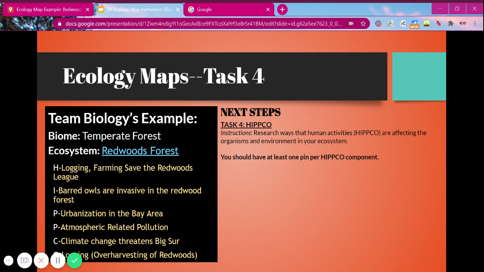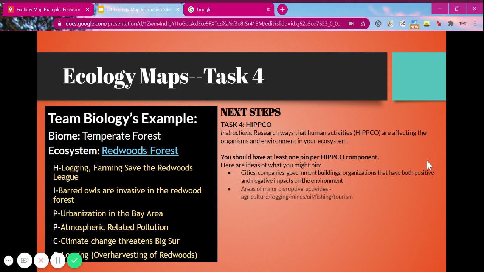So you will have at least 1 pin per HIPCO component. So 1 pin for the letter H, 1 pin for the letter I, and so on. So here are some ideas on what you might pin for your ecosystem. It could be cities or companies, government buildings that both have positive and negative impacts on the environment. So do include some that do have a positive impact if you can find them.